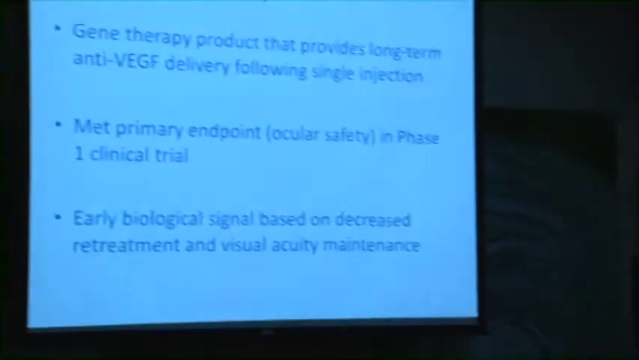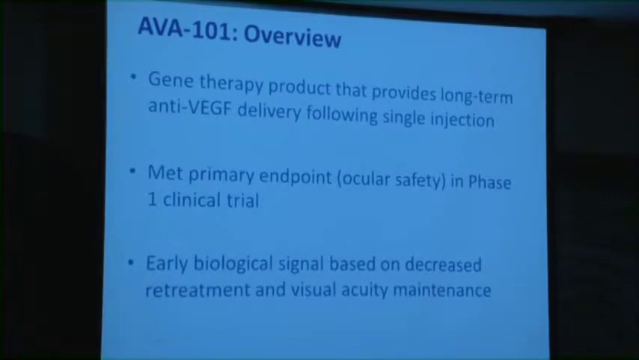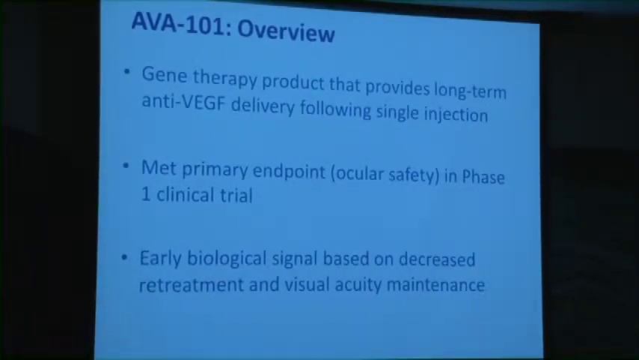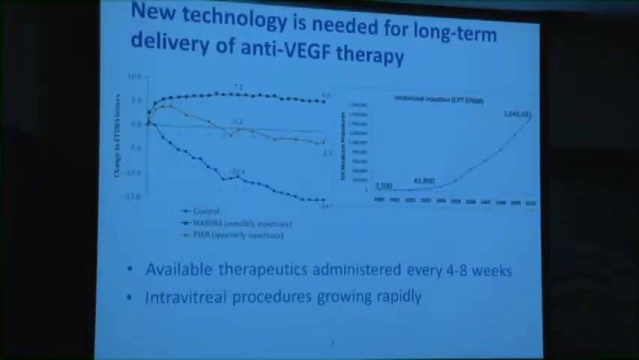And so the product is called AVA-101. It's a gene therapy product, an AAV product, that provides long-term anti-VEGF delivery following a single injection. I'll talk a little about the clinical trial data in the phase 1, which is basically a safety study, but we are also looking for signs of biological activity. And the premise here is that new technology is needed for long-term delivery of anti-VEGF.